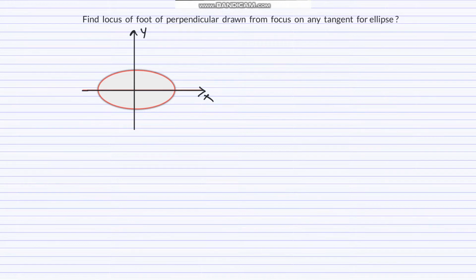Let us read out the question once. Find the locus of foot of perpendicular drawn from focus on any tangent for the ellipse. So if you remember the properties of ellipse, then without even touching pen and paper, you might have answered this question. The answer to this question will be auxiliary circle.